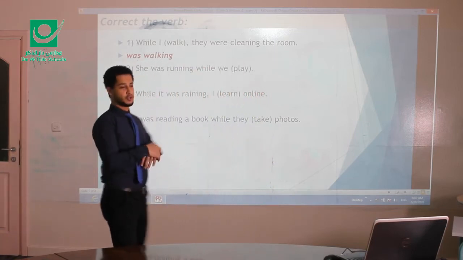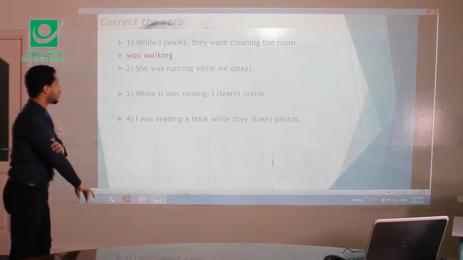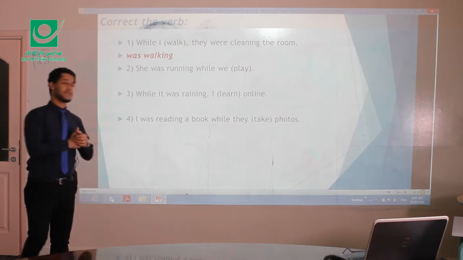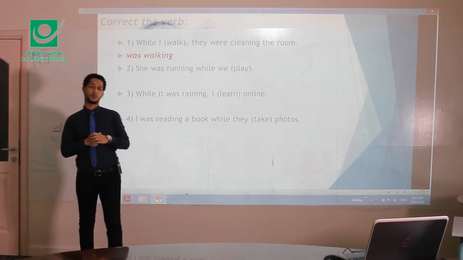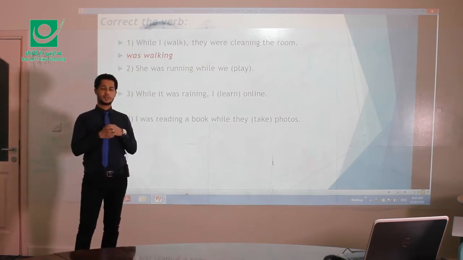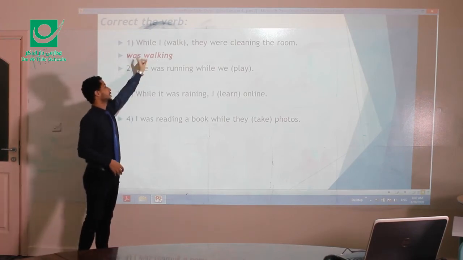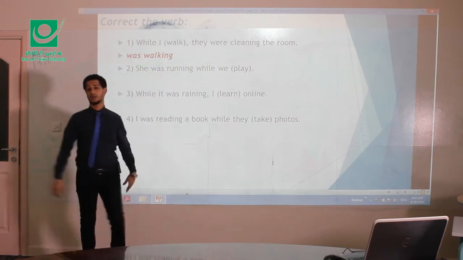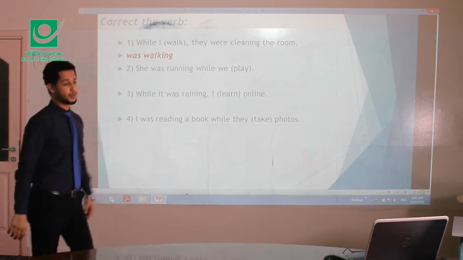Let's check the answers. Okay. While I was walking, they were cleaning the room. I saw the word while, and I know with while the two sentences are past continuous. Past continuous means was or were, and then ing. After I say was, I add ing to the verb. Walk will be walking. So, while I was walking, they were cleaning the room.